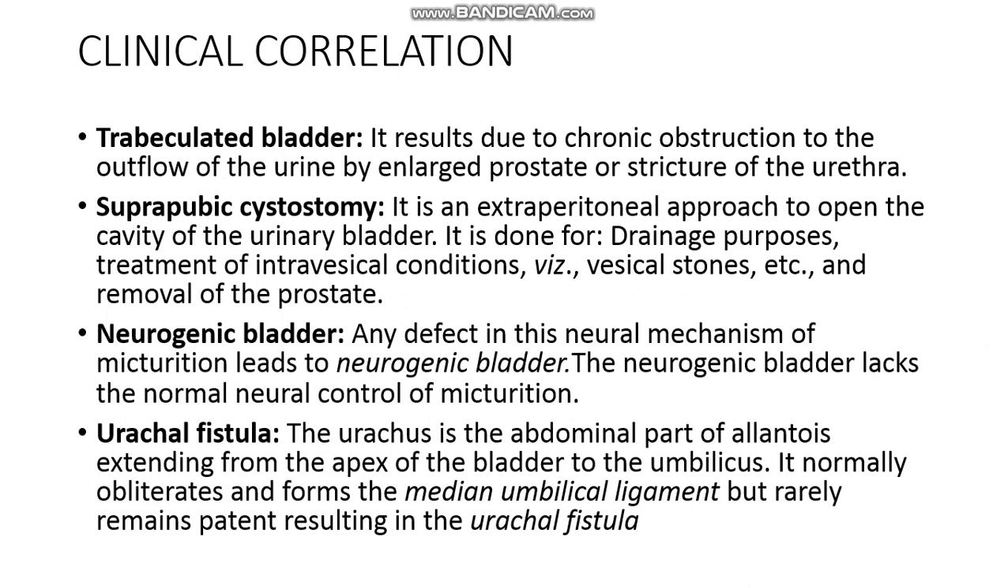Then urachal fistula. The urachus is the abdominal part of the allantois, which extends from the apex of the bladder to the umbilicus, that we have already discussed in the anatomy. Normally it obliterates and forms the median umbilical ligament, but rarely it remains patent, resulting in a urachal fistula. So sometimes a fistula or abnormal connection can happen.